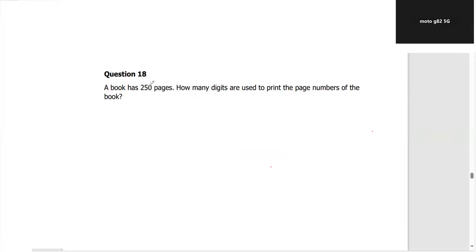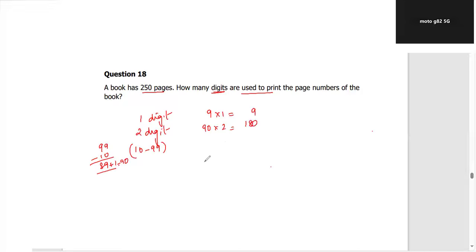Question 18. A book has 250 pages. How many digits are used to print the page numbers of the book? So we need to go up to number 250. How many digits? Let's start. How many one-digit numbers? One-digit numbers will be 1, 2, 3, 4, 5, 6, 7, 8, 9, so total digits here are 9. How many two-digit numbers do I have? It'll start from 10 until 99. So 99 minus 10 gives 89, but you've not included the 10, so you include it, so that's 90. So I have 90 two-digit numbers, so total digits is 180.